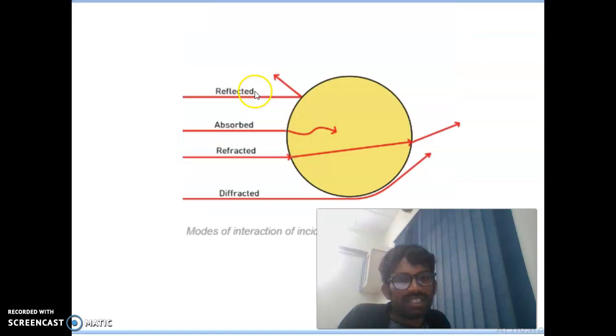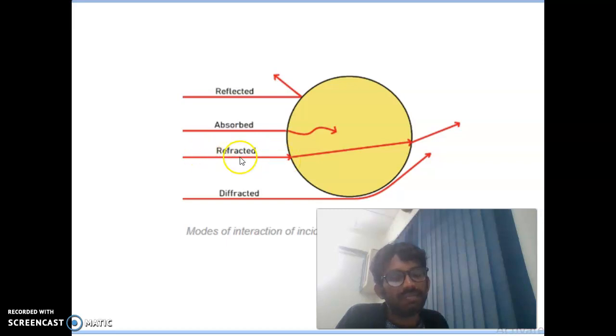And next one, you can see clearly the interaction of incident light with the particles and surface of the molecules, or simply the solution. If you see, this is the light source. The light falls onto the particles, molecules or the solution, and it will be reflected backwards, that is called reflected. Next one is, if the light passes and is absorbed completely in the molecules or the solution, that is called absorbed. Next one is the refracted.